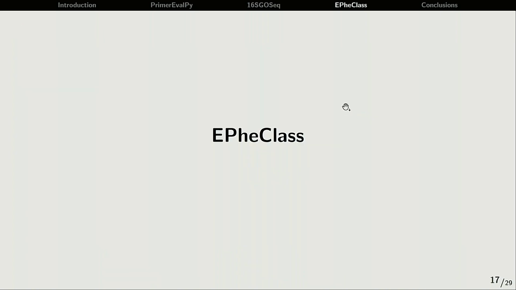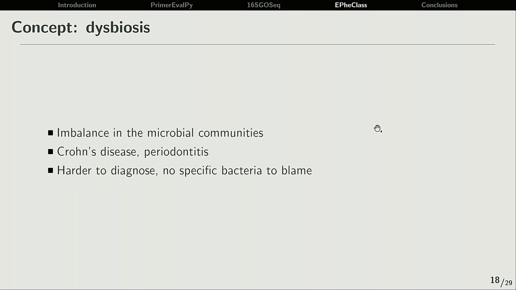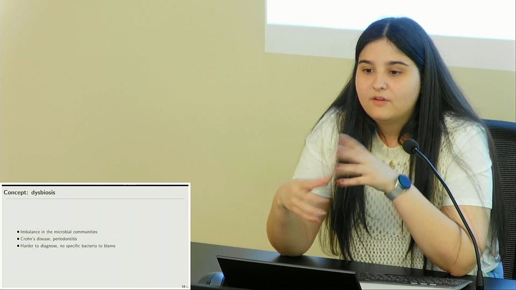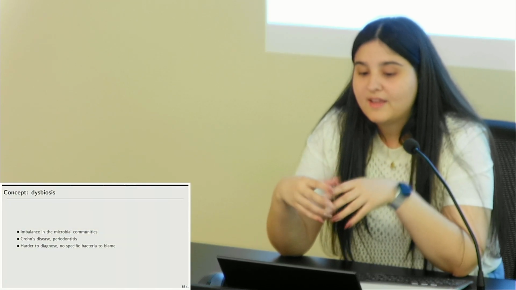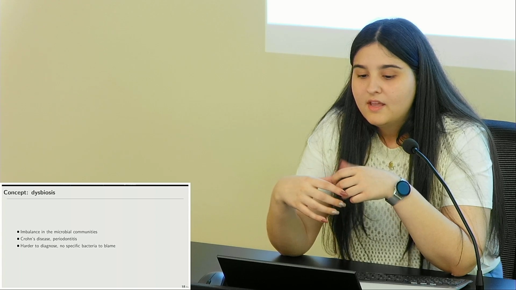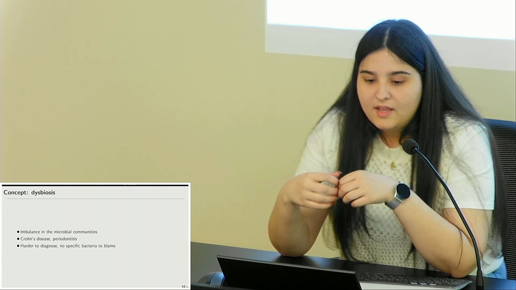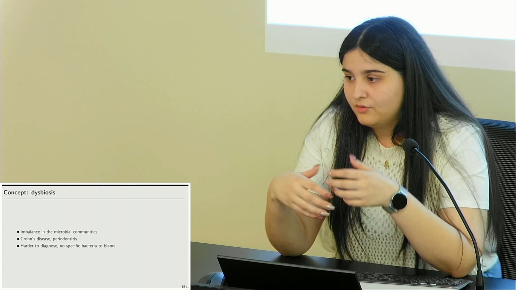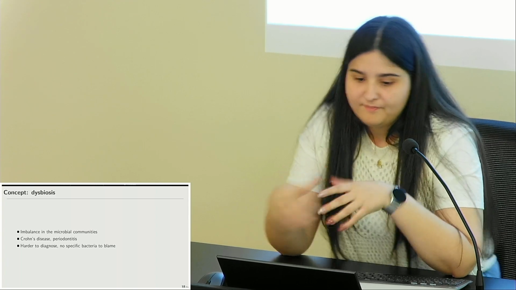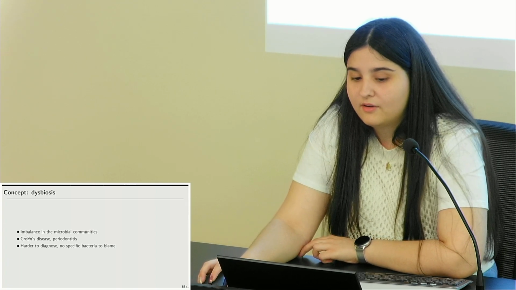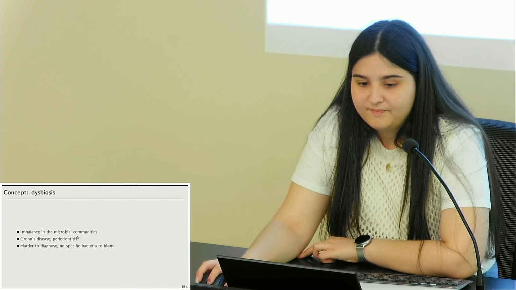Finally, we move on to the last objective of my research, which is F-class. First, we need to explain the concept of dysbiosis. We know that some diseases can be caused by specific bacteria, like, for example, Salmonella. But there are other diseases that are actually caused by an imbalance in the microbial communities present in the patient. And these are harder to diagnose because there is no specific bacteria to blame. Examples of these diseases are Crohn's disease or periodontitis.